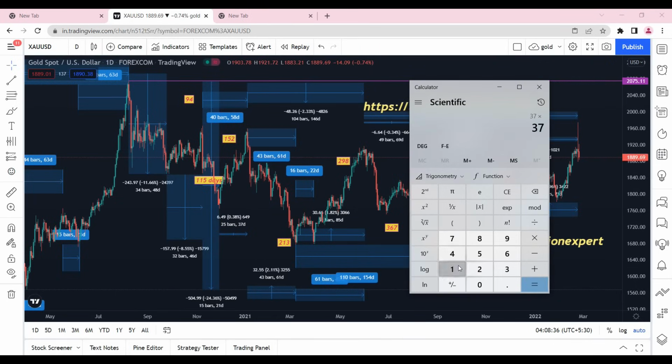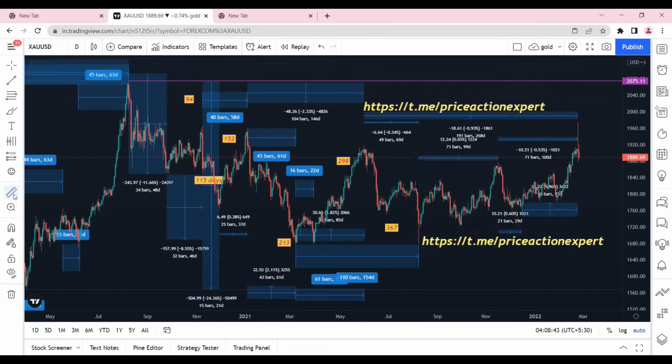37 times 1.618 is equal to, it's almost 60 days. The vibration of 60 continues, almost 60 days. So we have a confluence actually here, 60 days, and one more thing that leads to 61 days or 62 days. So we should be careful at this region.